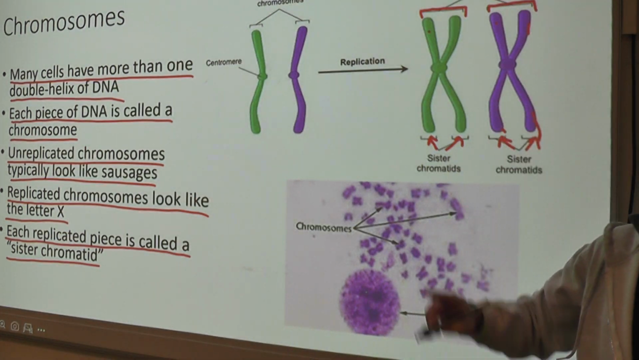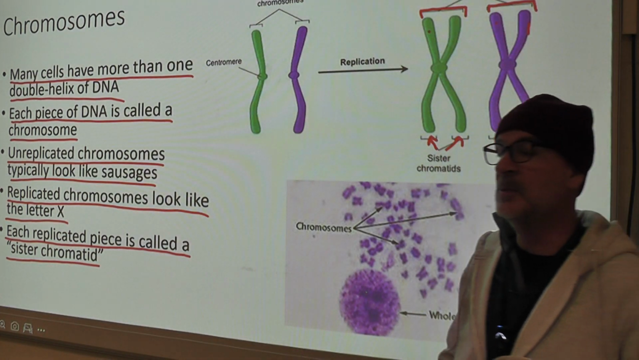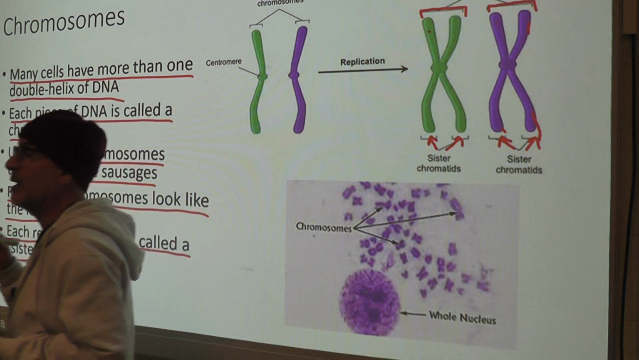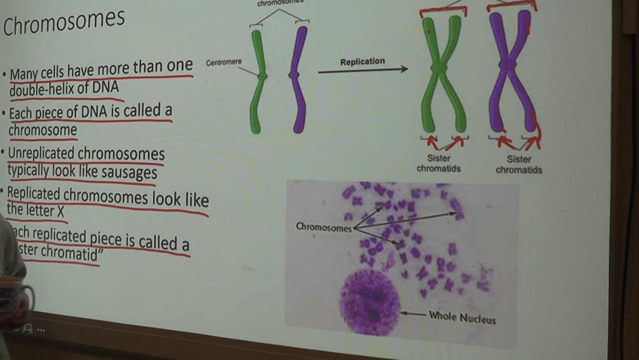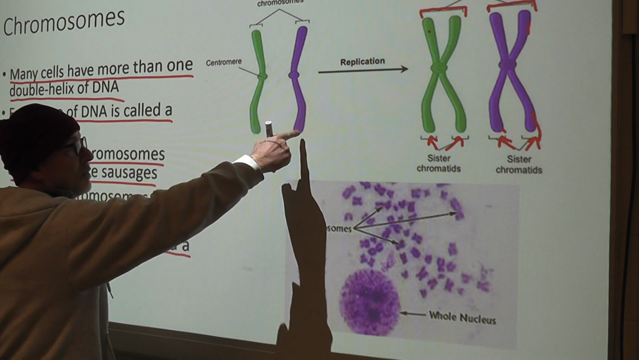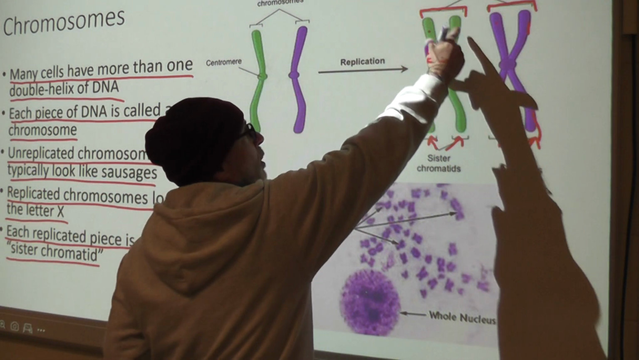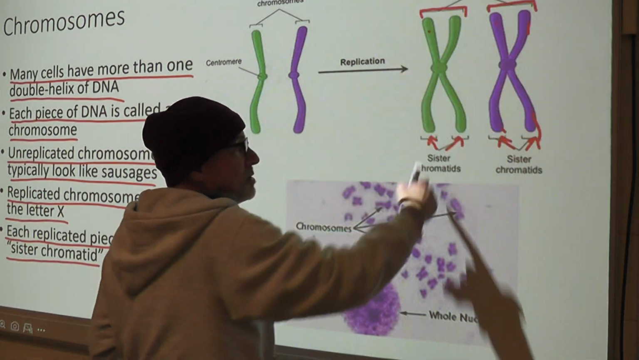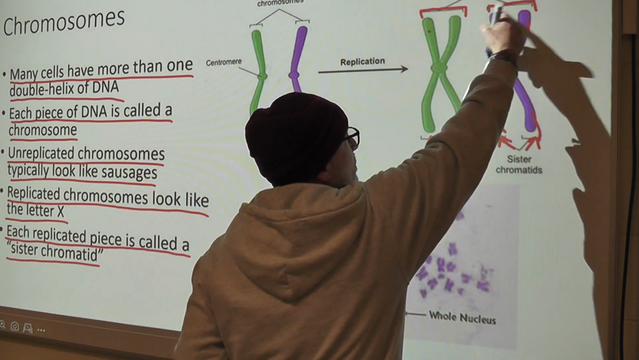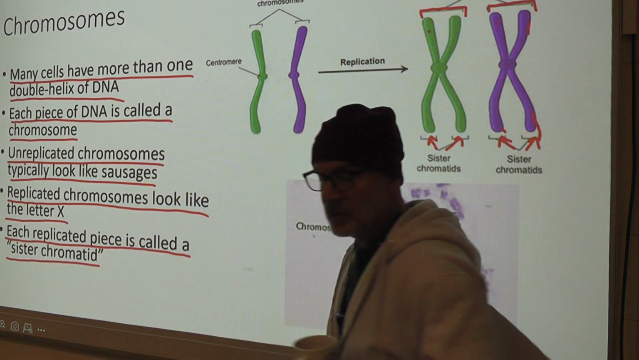When we get to meiosis, we'll talk about homologous chromosomes because it gets even more confusing, but for now, you don't need to worry about that. So here's one chromosome, here's another chromosome. Here is one chromosome consisting of two identical sister chromatids. Here's another chromosome consisting of identical sister chromatids.